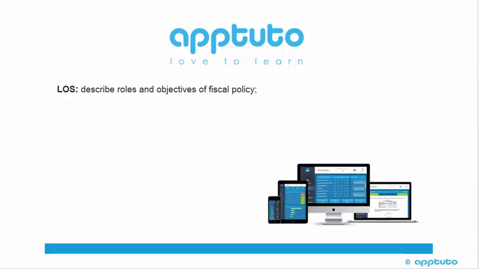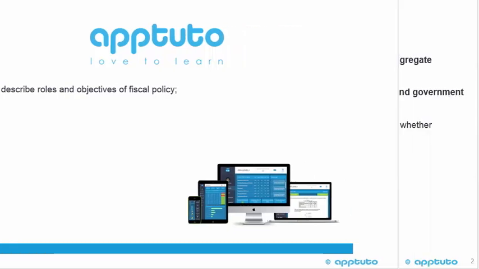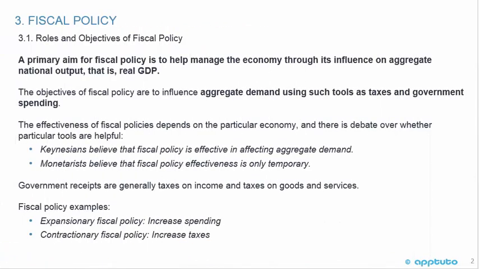This LOS is describe roles and objectives of fiscal policy. So now we're moving on from monetary policy to fiscal policy, okay? And so we're looking first at the roles and objectives of fiscal policy.